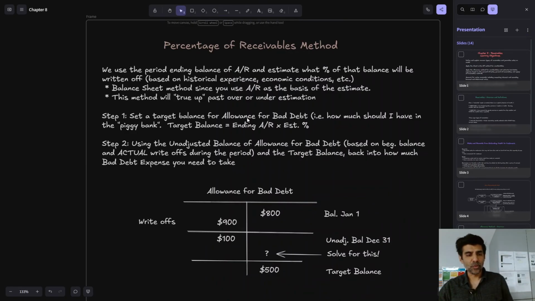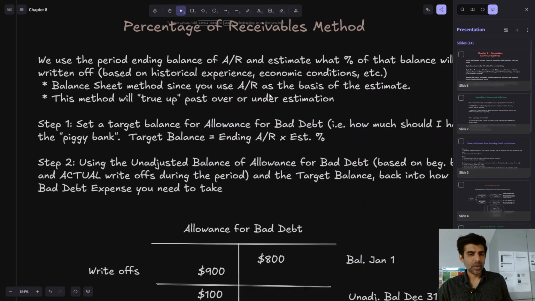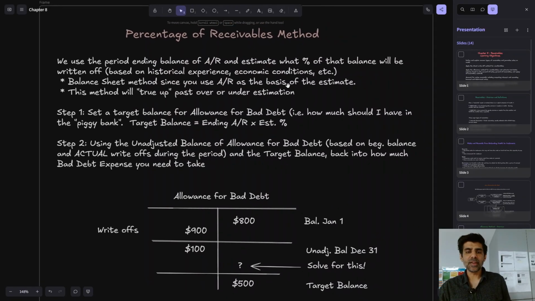So the percentage of receivables method, instead of using credit sales or total sales as the basis of the estimate, which doesn't really make sense, because even for credit sales, where there is an account receivable, maybe you collected most of that in the same period, right? Maybe it was a 10-day payback period. Your typical customer pays you back in 10 days. So a lot of those credit sales you've already collected in the period.